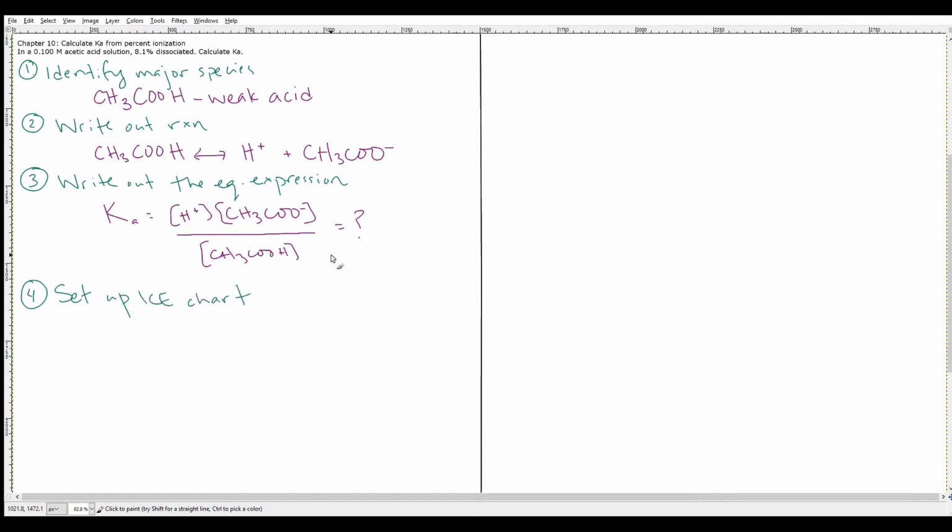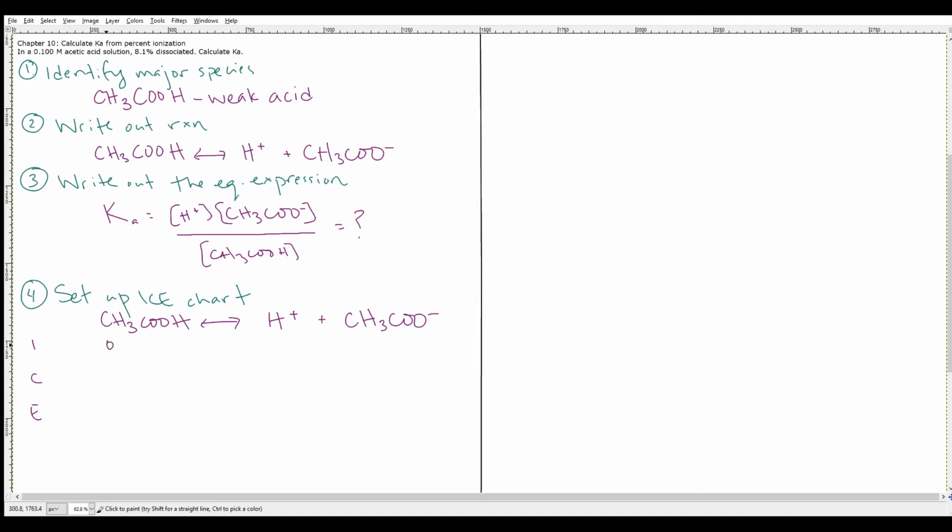Do I need to do a dilution for this problem? The answer is no, because it is not diluted. We don't mix it with anything. It's just acetic acid. ICE.